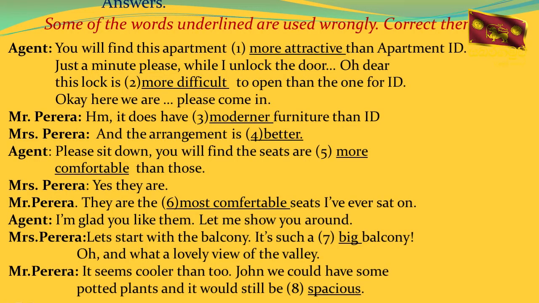The previous one you could see it is gooder. There is no word called gooder. Good, better, best. So better is the comparative form. And the next one, it is not comfortable, it should be more comfortable, the comparative form of that adjective. And the sixth one, most comfortable. And the seventh one, big balcony. And the eighth one, spacious.